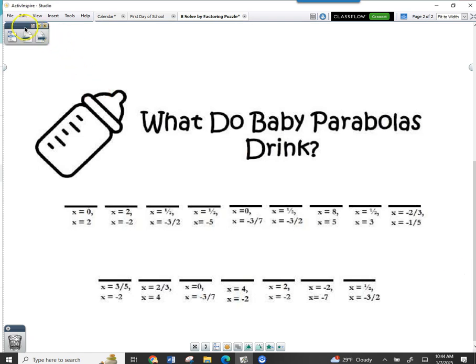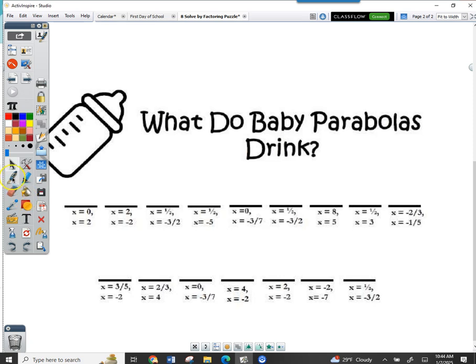First of all, some of you already said, what is a parabola? A parabola is the word to describe this type of curve. It can either open up or it can open down. It is actually called a quadratic.